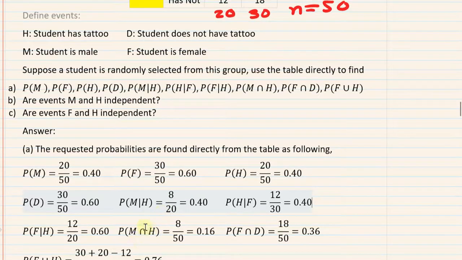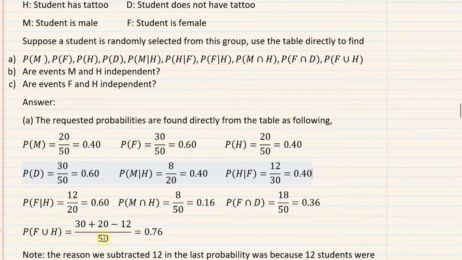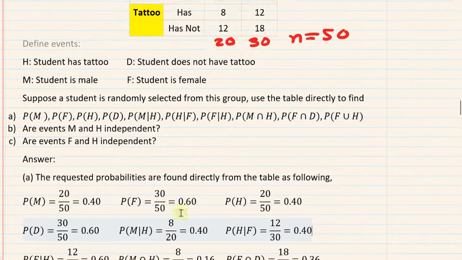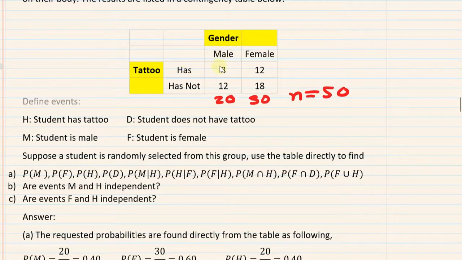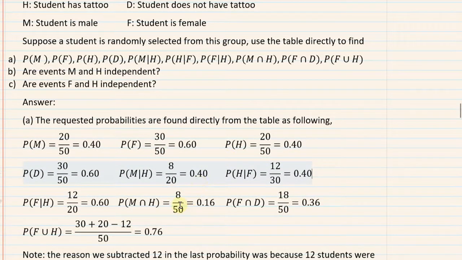Now, this one, notice, is not a conditional probability. So the denominator is, again, we're back to 50, 50, and in this case, 50 also. So male and H, M and H, so that's male and has a tattoo, 8. 8 people qualify out of 50 for that event.